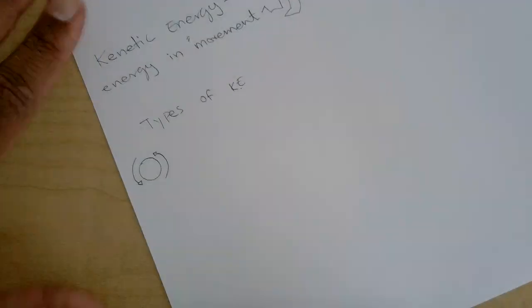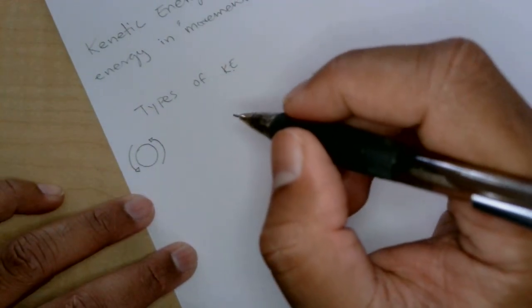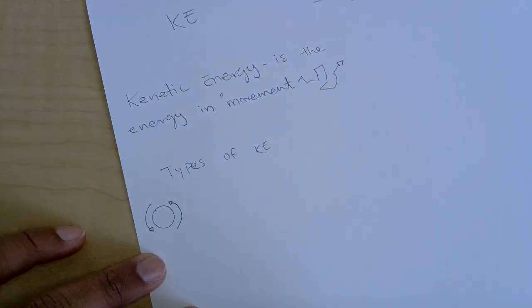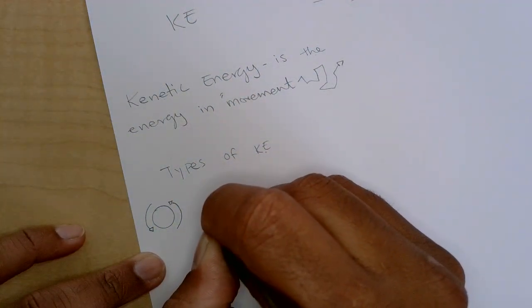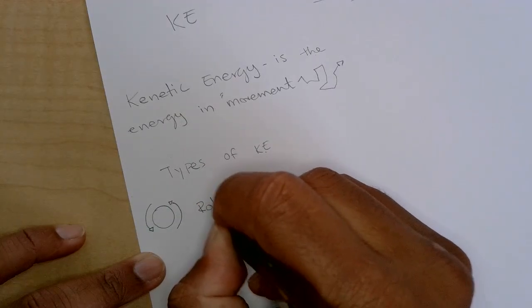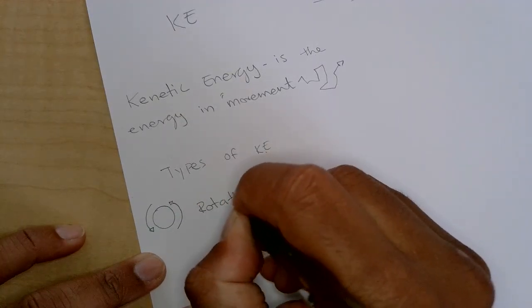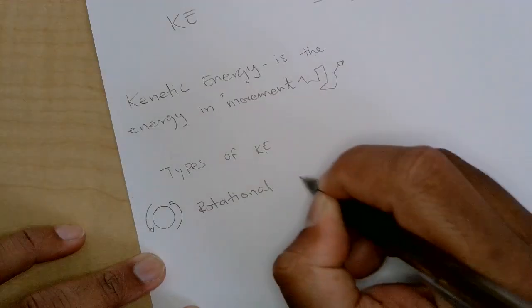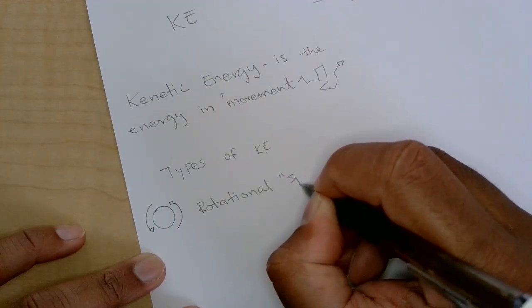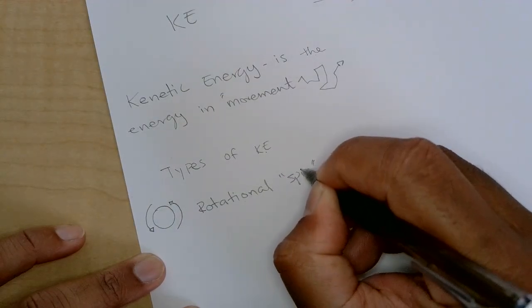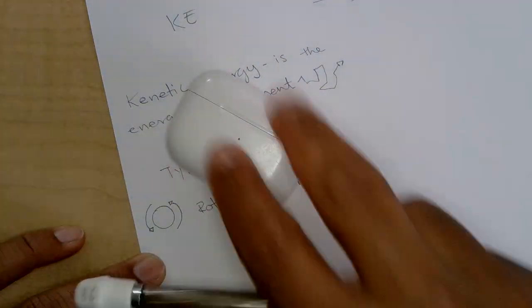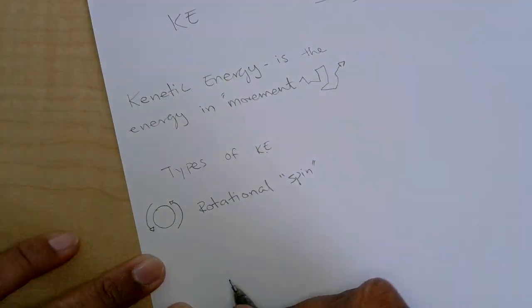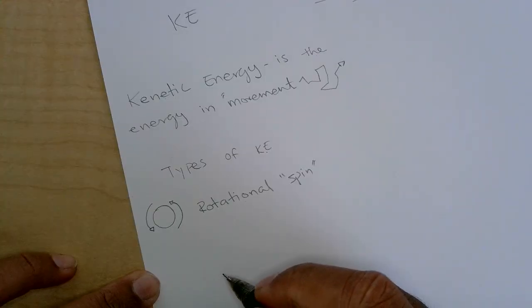Now there's fancy names for these things, but I'm just going to tell you the ones that I use. Huh? You still need this? Yeah. Okay. So the first type of movement is called rotational. Another way to say that is to spin. Just like spinning. Spinning like that. That's rotational.